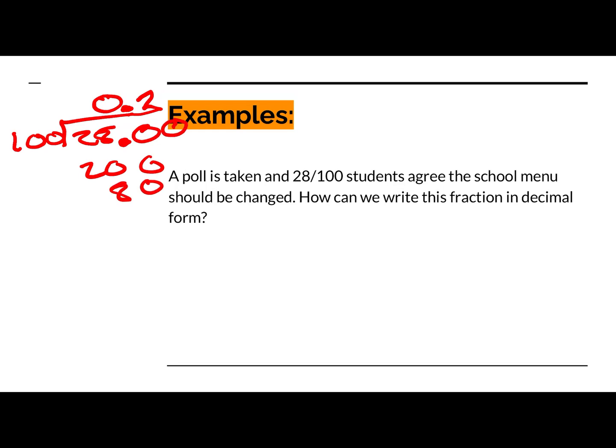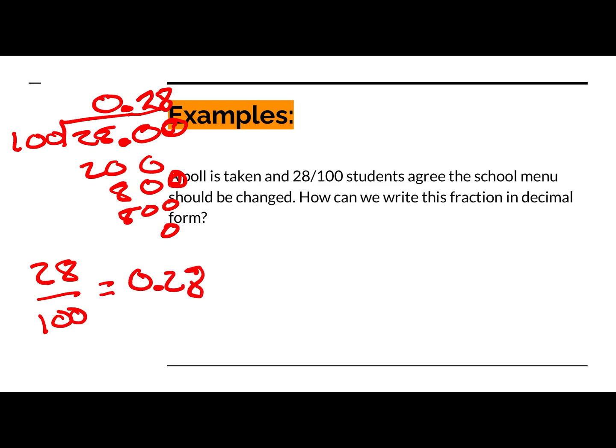So now we're going to add on another 0, and then we want to see how many times 100 goes into 800. It would go in exactly 8 times, and we would get a remainder of 0. So we know that 28 divided by 100 is equal to 0.28, or 28 over 100 is equal to 0.28.